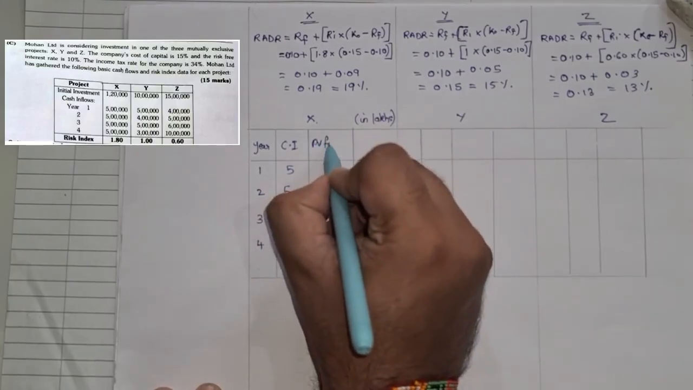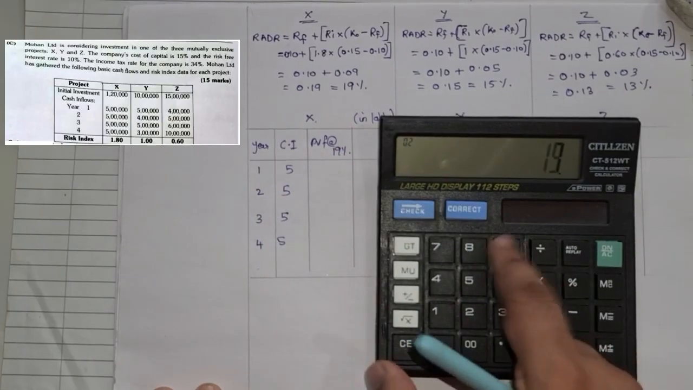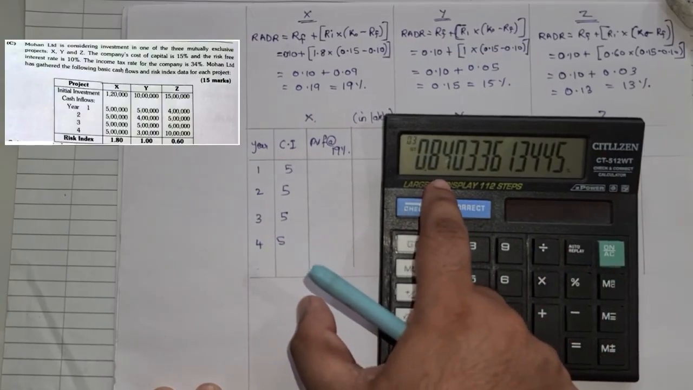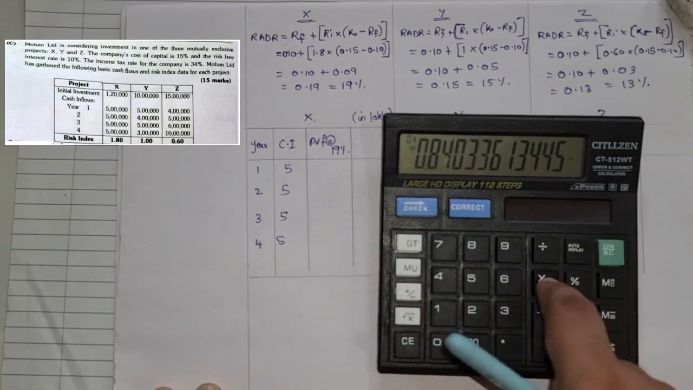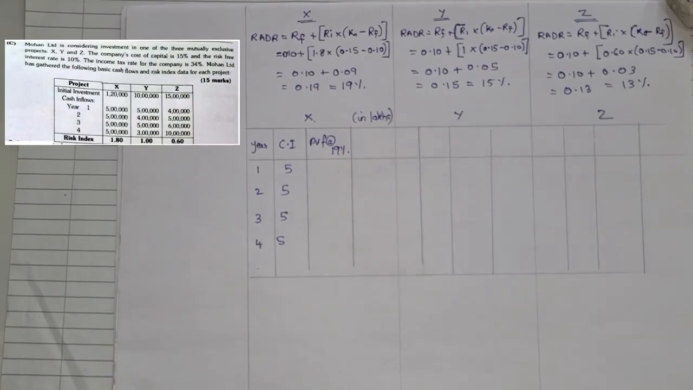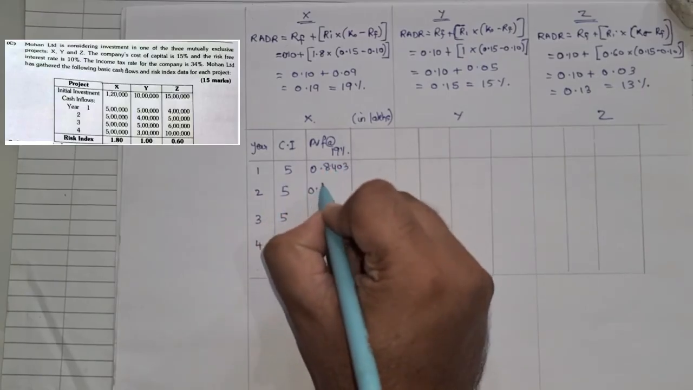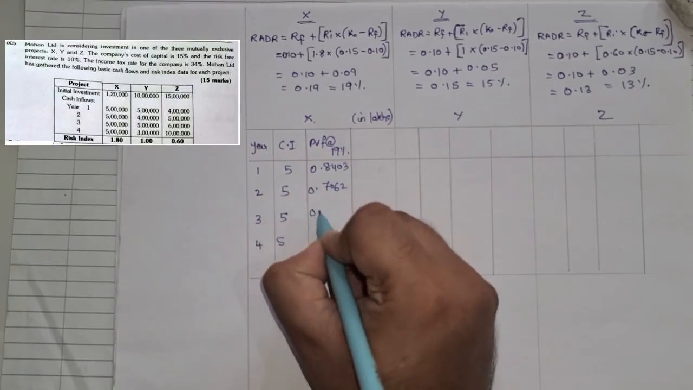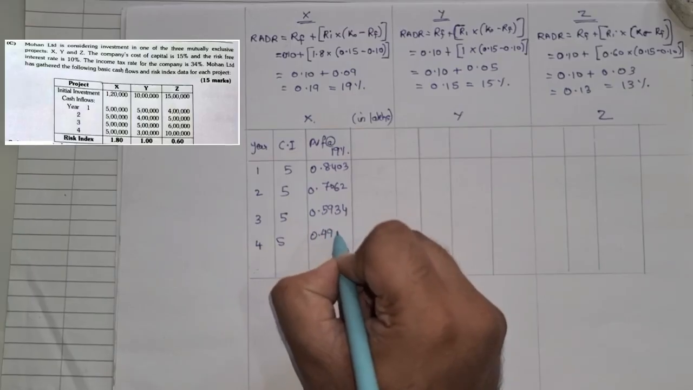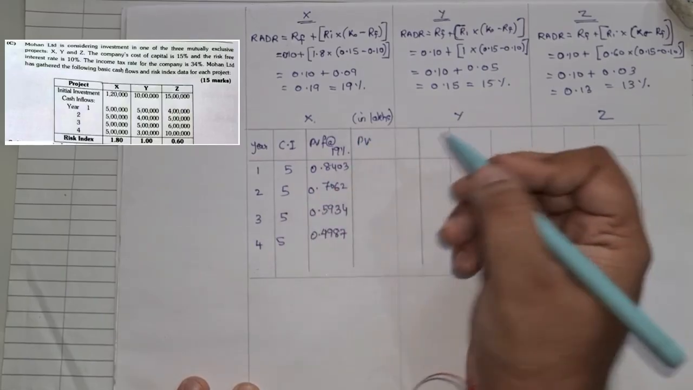Now the PV factor will be at 19%. How to calculate that? It will be 1 divided by 1.19. The first value will be 0.8403, and you'll keep getting the values for the subsequent years. So the value for the first year is 0.8403, next is 0.7062, next is 0.5934, next is 0.4987. Now I'll multiply both and get the present value amount.